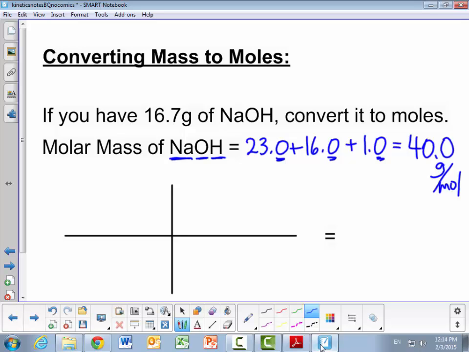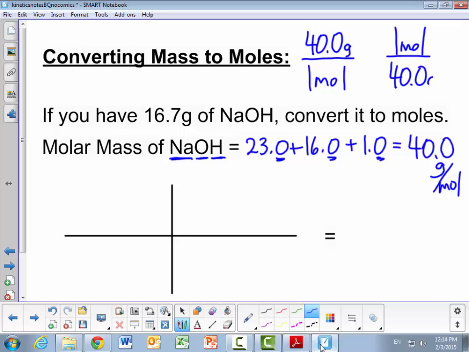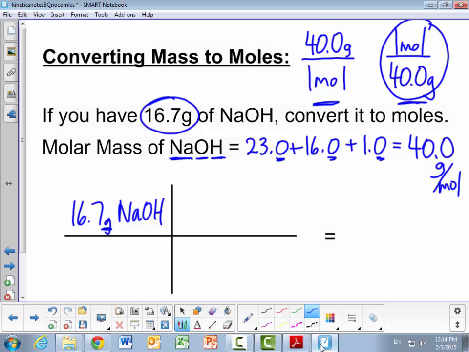Now you can write molar mass two ways. You can write it like this when you put it into the table, or you can write it like this. Whenever you do a conversion, you always start with the given value, 16.7 grams of NaOH. Now, because we have grams on the top, in order to cancel that unit, we need grams on the bottom in the next step. So we look here and here, which one has grams on the bottom? It's the second one. So we're going to write it in like this.